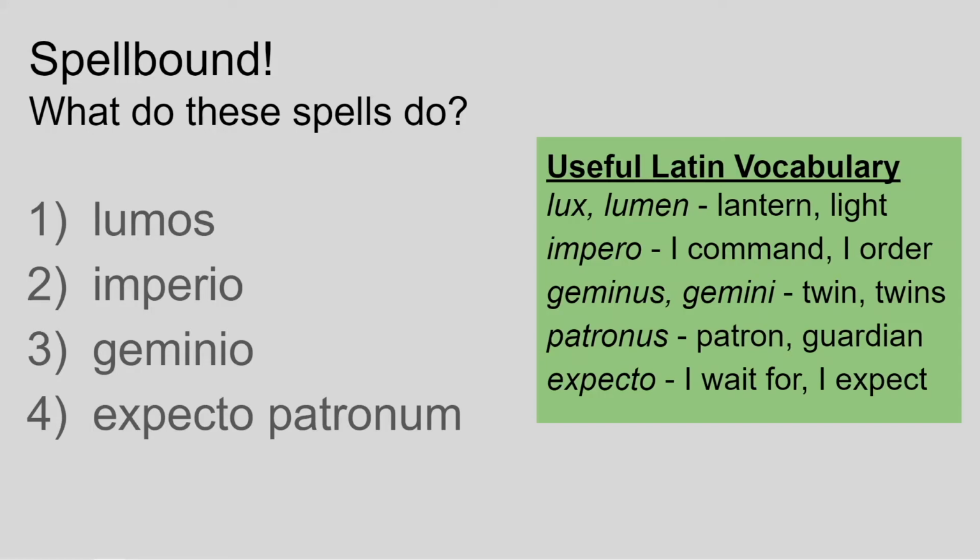Geminio comes from the word Gemini, meaning twins. This is also one of the zodiac signs, named after Castor and Pollux, who are, you guessed it, twins. This spell allows the caster to make copies of an object. So as you can see, that's where that comes from.